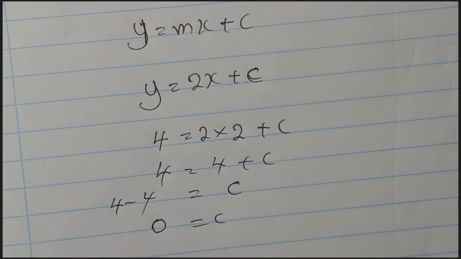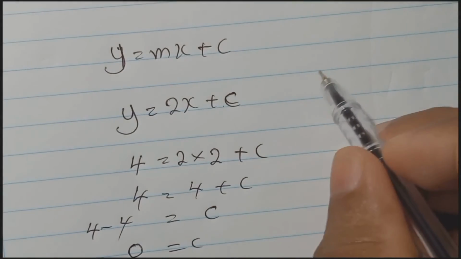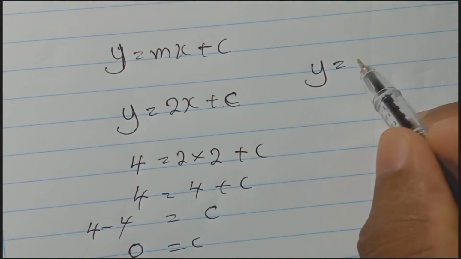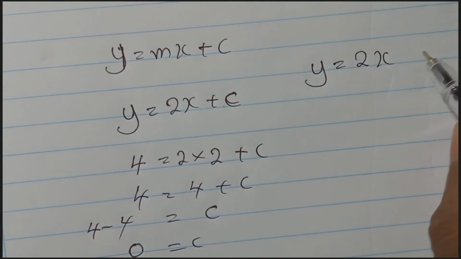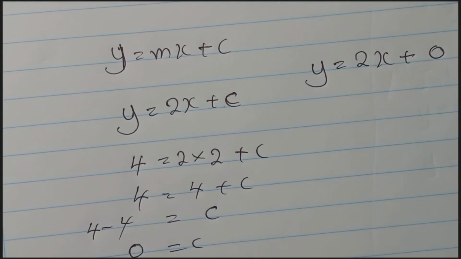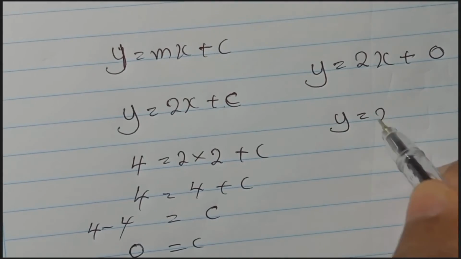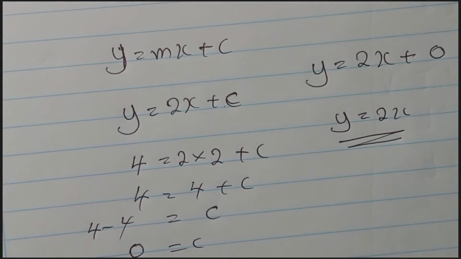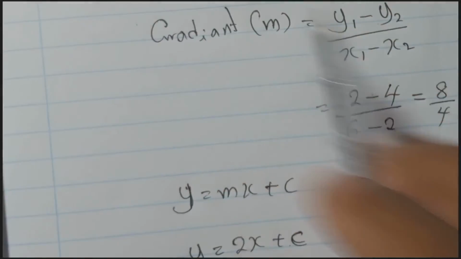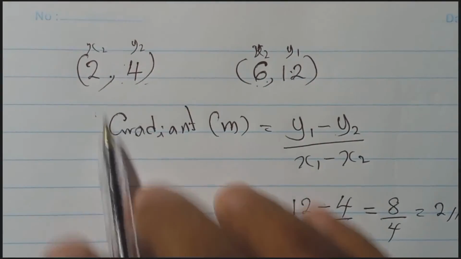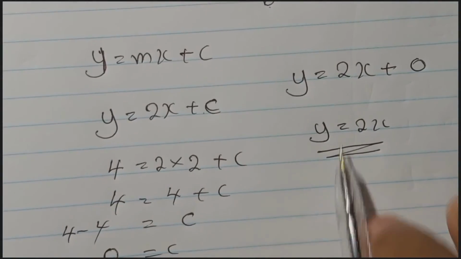Now c equals 0, so your y-intercept is 0. So you can write your equation, y equals m into 2x, and c also becomes 0. So you don't need to write it, just write y equals 2x. That is your equation for these 2 points, right? That's the idea. This is the equation.